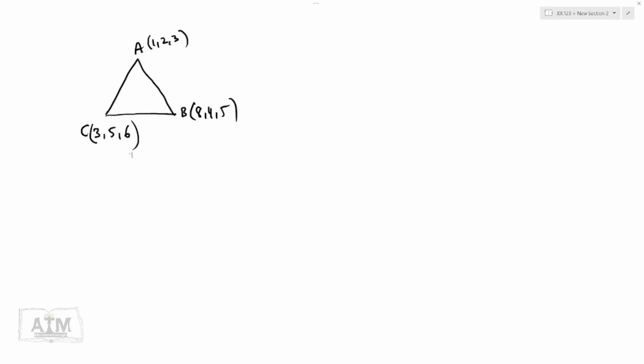Suppose we have a triangle whose vertices are A, B and C, and their coordinates are given: A is (1, 2, 3), B is (8, 4, 5) and C is (3, 5, 6). We need to find vector AB, vector BC and vector CA. How do we find these three vectors? We denote the coordinates of A as x1, y1, z1, of B as x2, y2, z2, and of C as x3, y3 and z3.